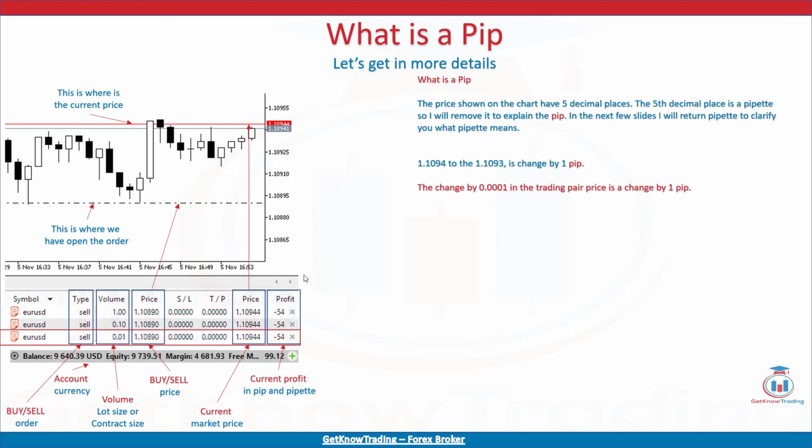Pip is a small change in the price of a trading pair. The chart on the left side shows a change in the price of the trading pair. The price has changed from 1.10890 to 1.10944. The price shown on the chart has 5 decimal places. The 5th decimal place is a pipette, so I will remove it to explain the pip first. In the next few slides I will return the pipette to clarify what pipette means.